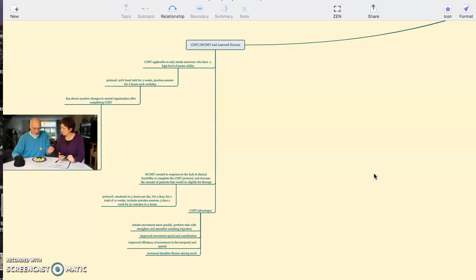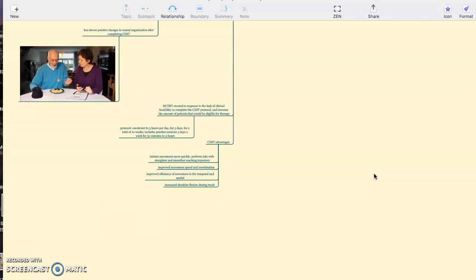It has shown over time and under studies a positive change in neural organization after completing the 2 weeks of CIMT, whereas the modified CIMT was created in response to the lack of clinical feasibility to complete the CIMT protocol, seeing as it was very strict and lasted only 2 weeks, and had a very limited number of post-stroke survivors who were even considered candidates for the program. In this protocol, you would wear your constraint for 5 hours a day, 5 days a week, for a total of 10 weeks. This would include practice sessions 3 days a week for only 30 minutes to 3 hours maximum, rather than the 6 hours of the traditional CIMT.